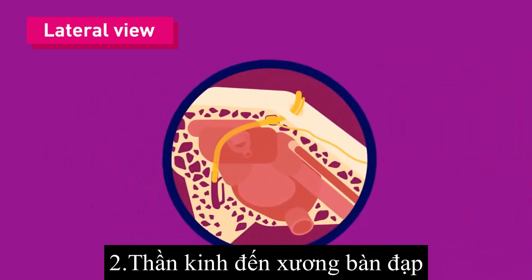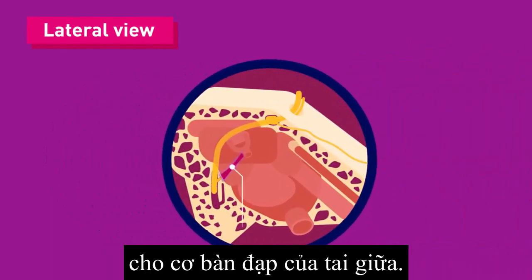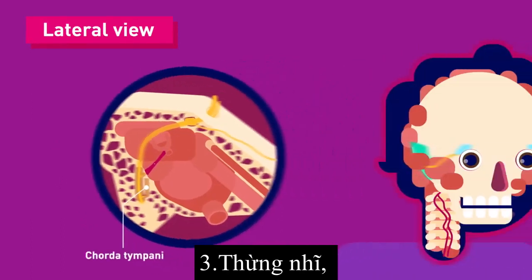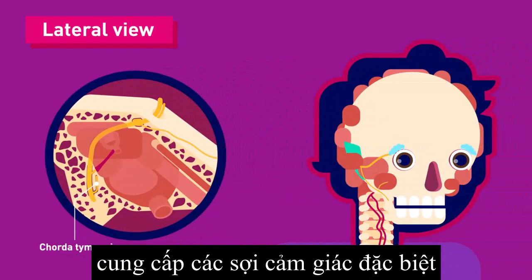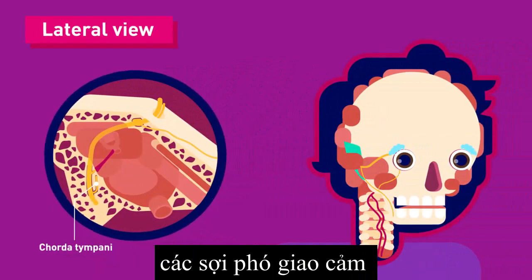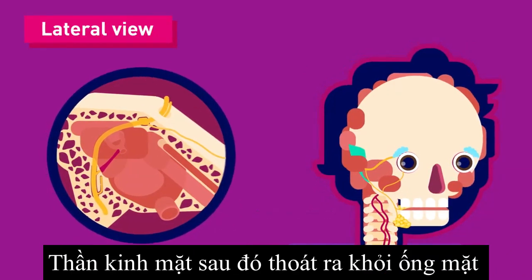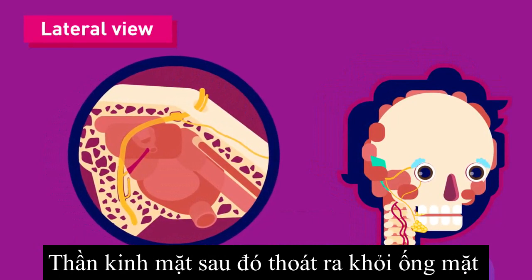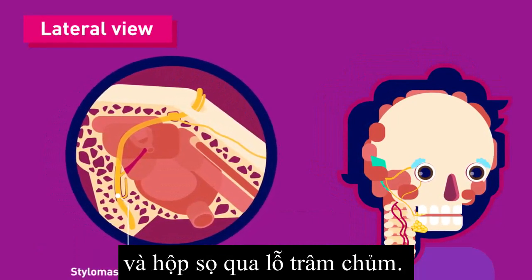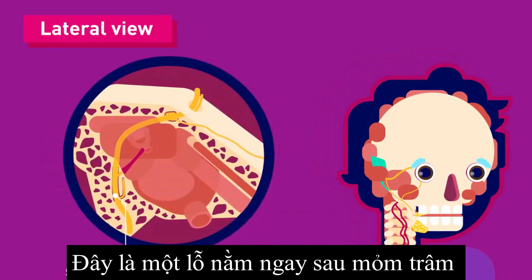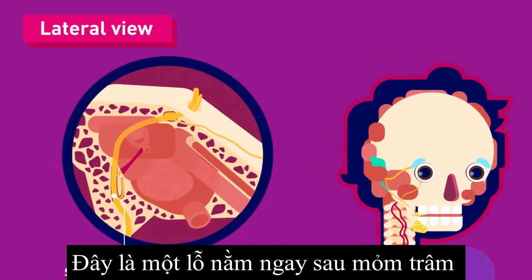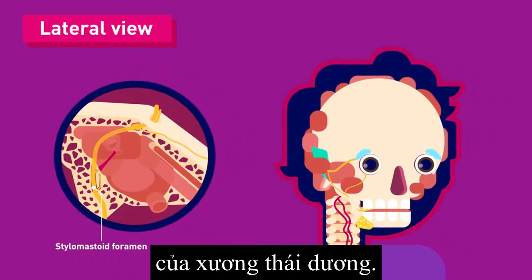Nerve to stapedius, which then supplies motor fibers to stapedius muscle of the middle ear. Chorda tympani, which then supplies special sensory fibers to the anterior 2/3 of the tongue and parasympathetic fibers to the submandibular and sublingual glands. The facial nerve then exits the facial canal and the cranium via the stylomastoid foramen. This is an exit located just posterior to the styloid process of the temporal bone.